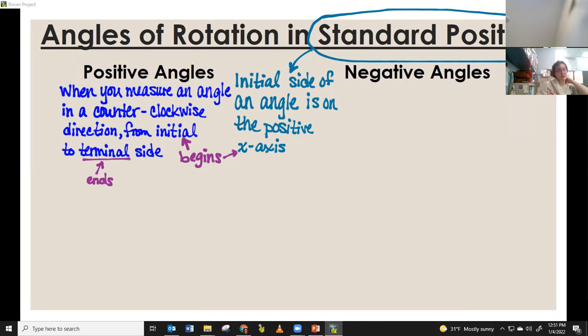So positive angles, when you measure an angle in a counterclockwise direction from the initial side, the positive x-axis, to the terminal side. Negative angles, pretty much the exact same definition, except we're measuring clockwise.